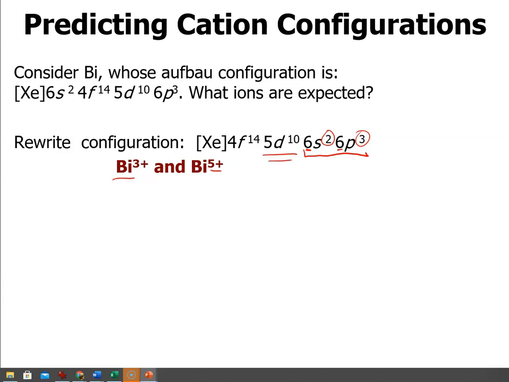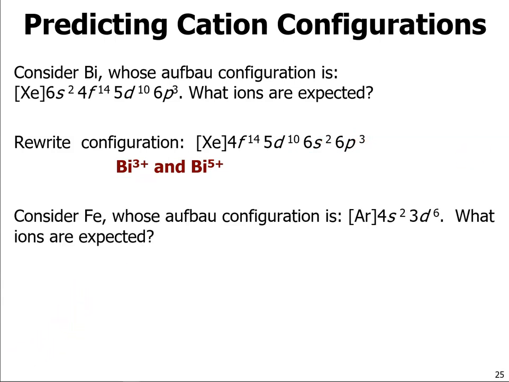Now these are full. The d orbital's filled, so we wouldn't likely mess around with that. Again, the half full or the completely full d orbitals are going to be stable. Now I want you to try this with iron. So here is the noble gas configuration, the lowest energy electron configuration for iron. What are the ions that might be expected based on this energy diagram or electron diagram? I'd like you to pause and try this out.